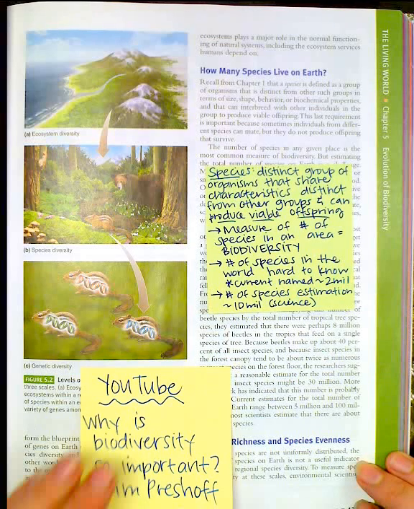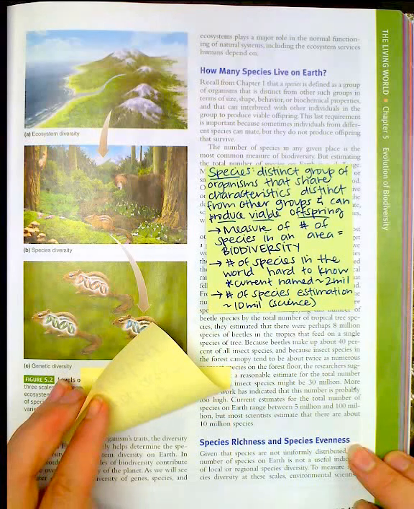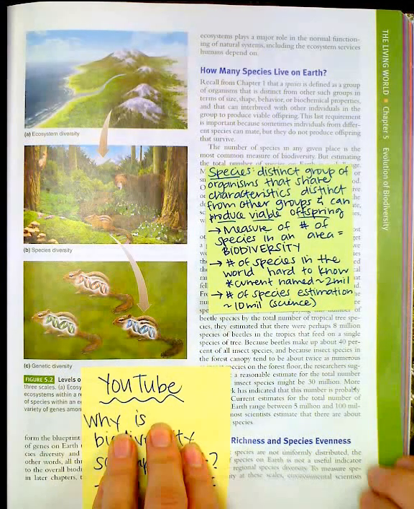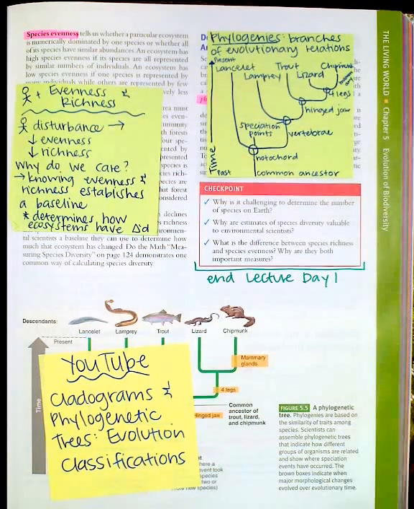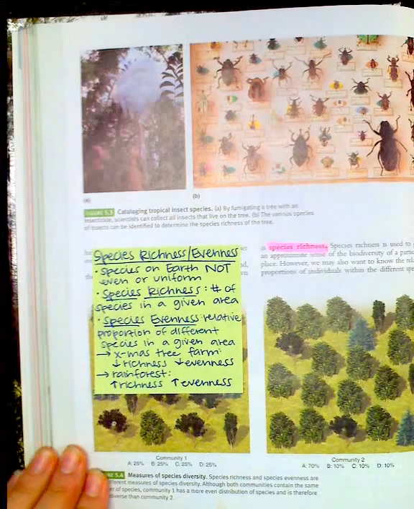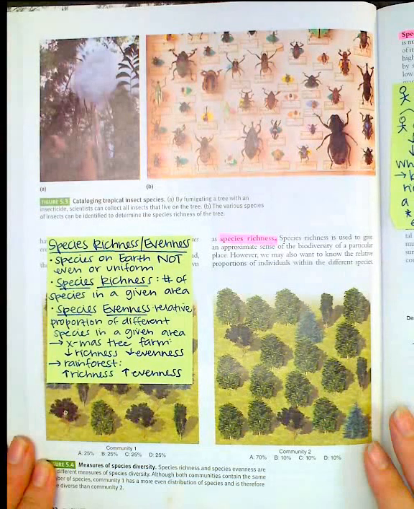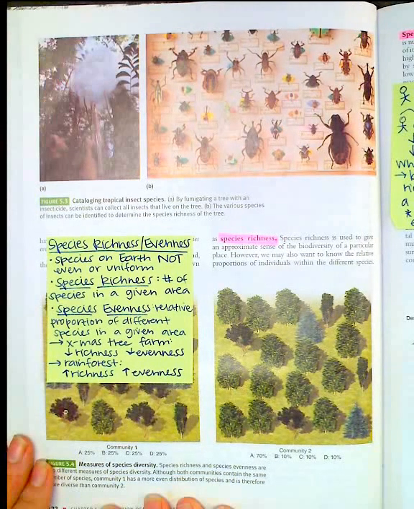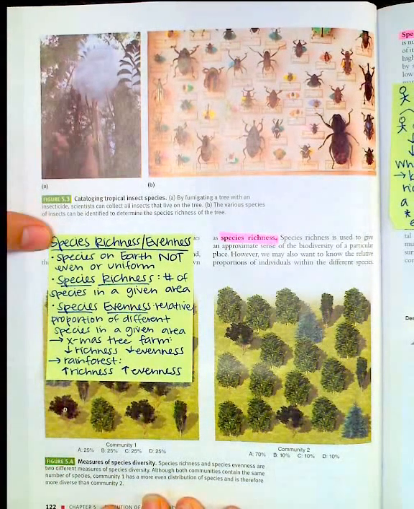Okay, so next we have species richness and species evenness. So let's see what those mean. Okay, these are going to be really important to your pre-lab for your parking lot lab. So you want to make sure that you have the sticky note ready to go. Alright, so species richness and evenness.